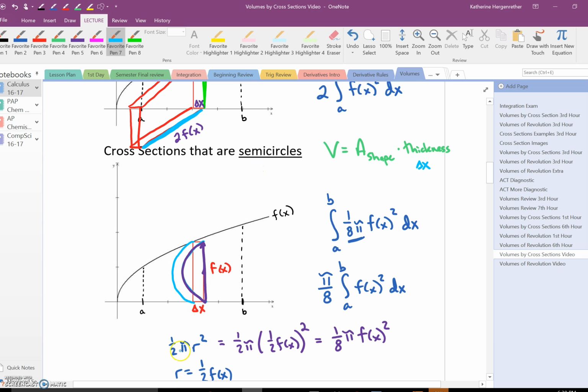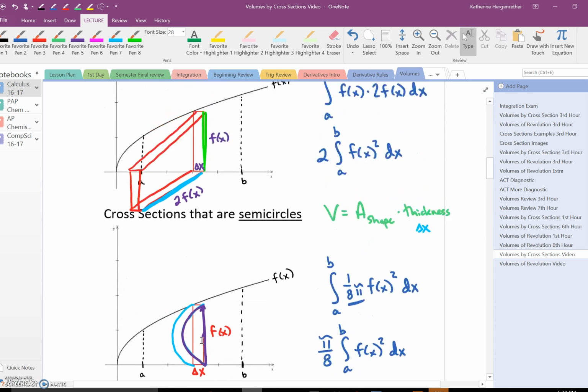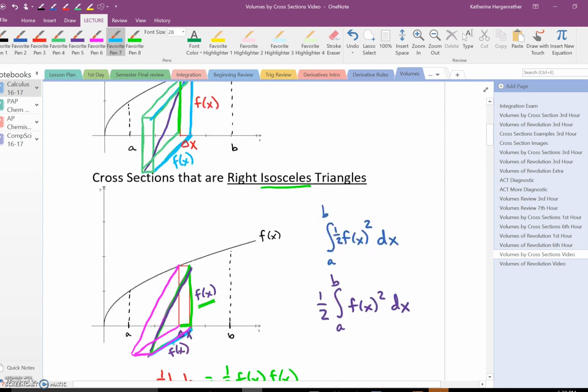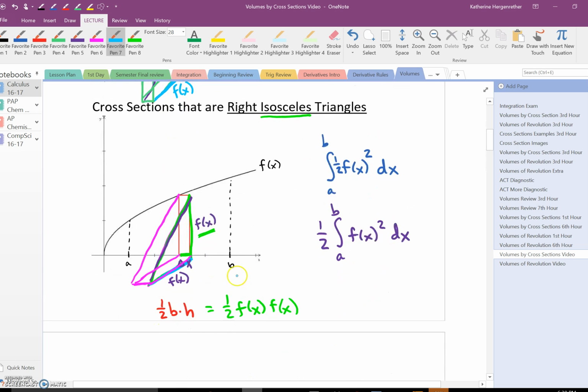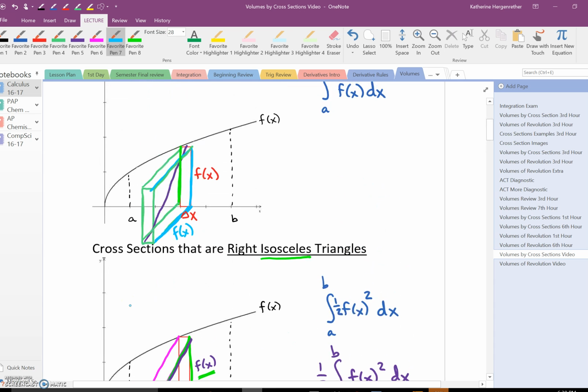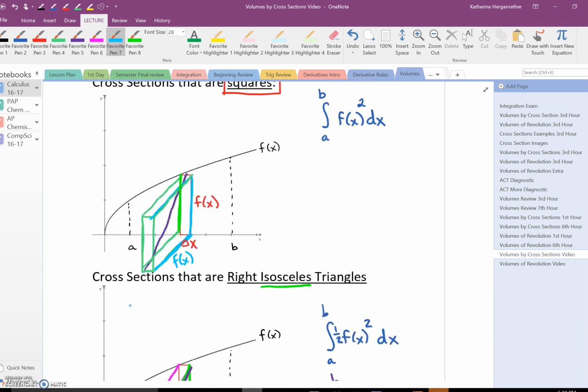So when it was a semicircle, we had 1/2 pi r squared, and that's what we put next to dx, or delta x. When it was a rectangle, we did base times height, f of x times 2f of x. When it was a triangle, we did 1/2 base times height. And so the base was f of x and the height was f of x, and we did 1/2 of those multiplied together. When it was a square, the area of a square is side squared, and each side was f of x, so we got f of x squared.